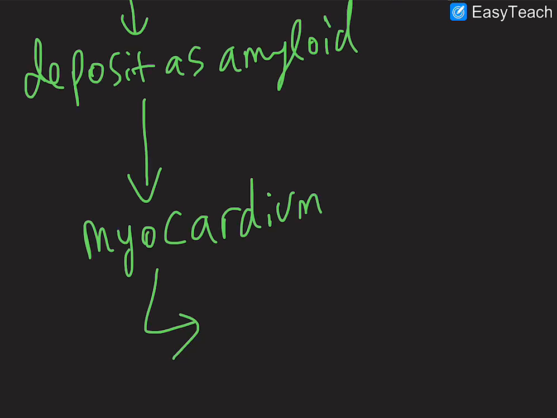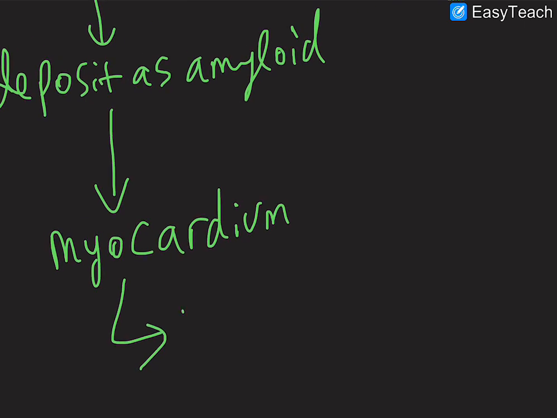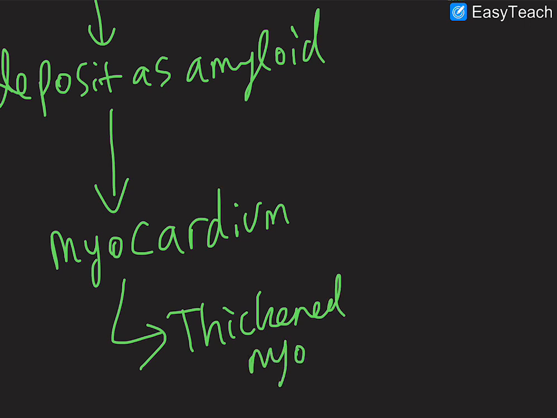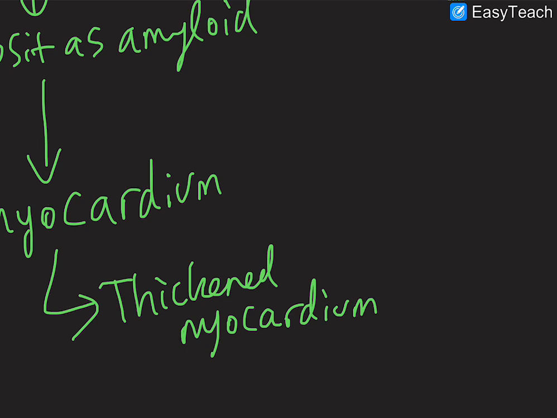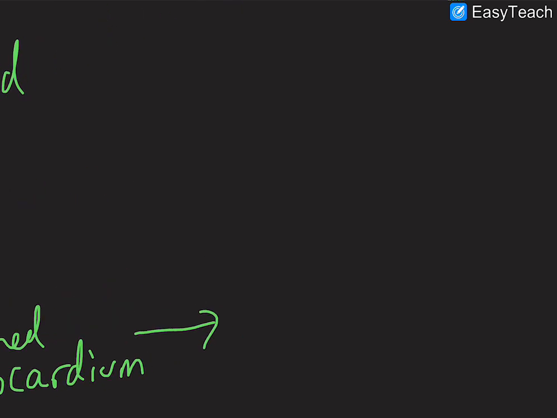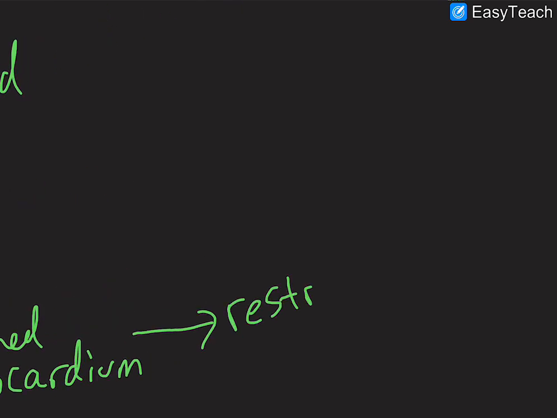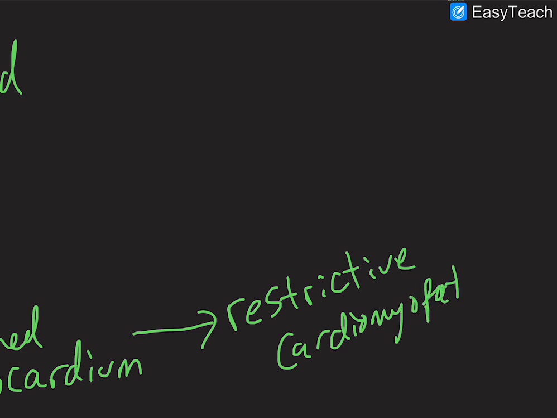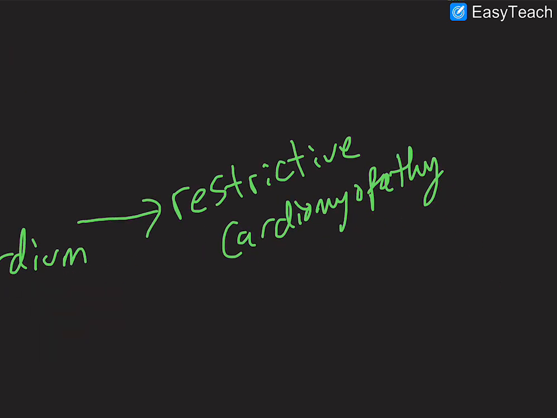And if this mutated transthyretin deposits in your myocardium as amyloid, obviously, we're going to have a thickened myocardium because of the amyloid depositing in your myocardium. And as we know, a thick myocardium can lead to restrictive cardiomyopathy. Let's fix this. Restrictive cardiomyopathy.